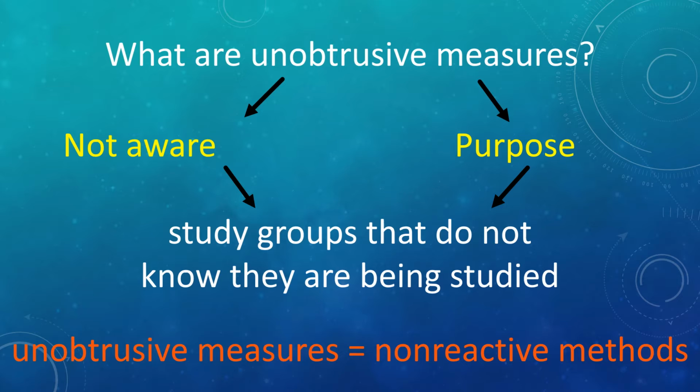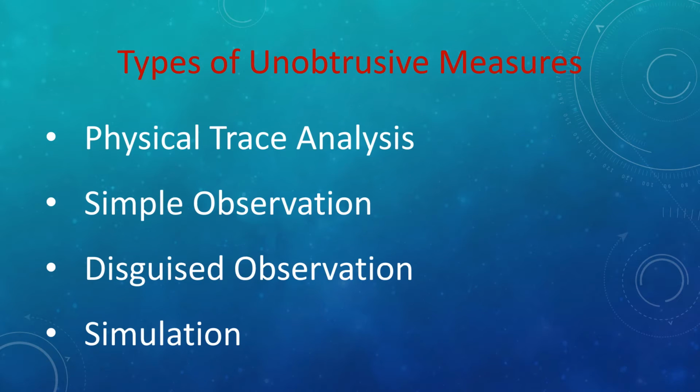Unobtrusive measures are usually called non-reactive methods. This is because the group being studied does not react or know they are being studied. Since they do not know they are being studied, they cannot react. There are four main types of unobtrusive measures: physical trace analysis, simple observation, disguised observation, and simulation.